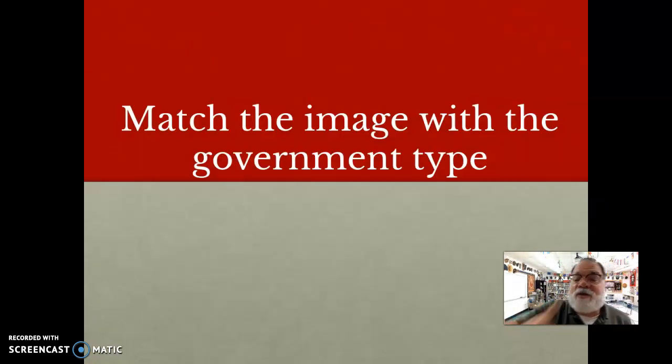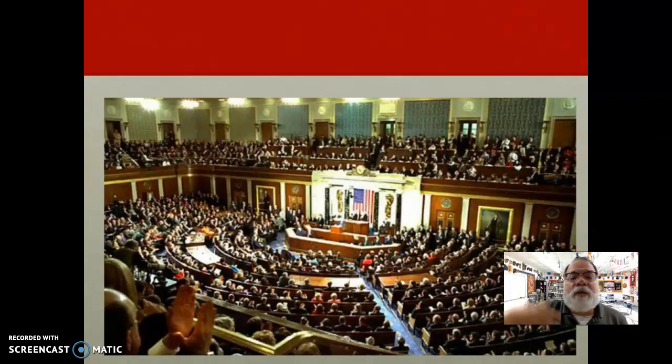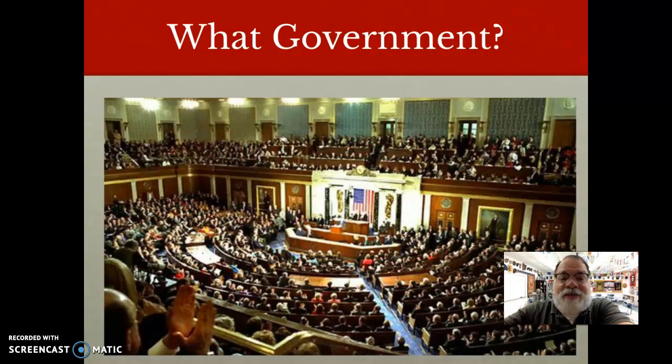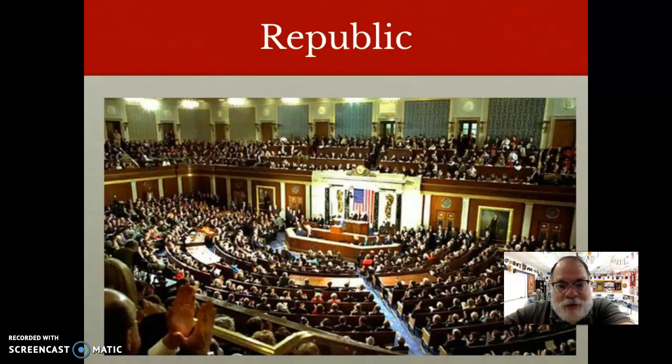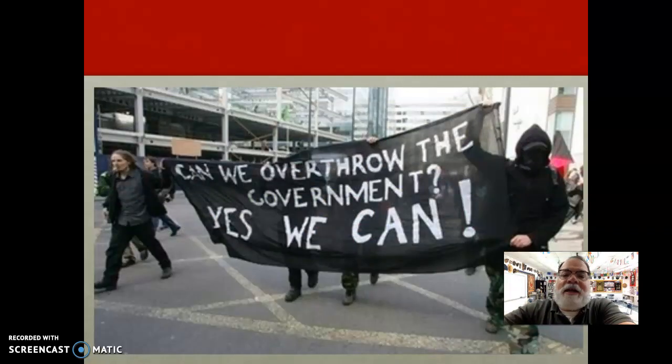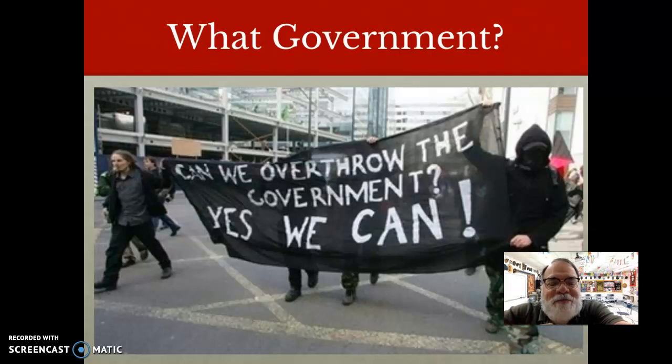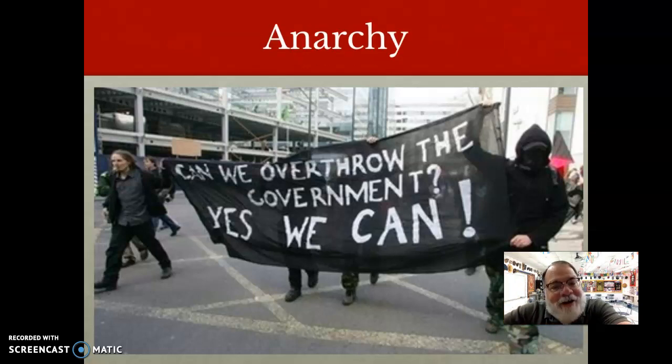Let's try to match the image with the government type, and I'll explain them a little as we go along too. Here's our first image. Look, we see leaders who are getting together and making decisions. So which government is this? This is a republic. Here we see people saying, can we overthrow the government? Yes, we can. If they want to get rid of government, they must be anarchy.